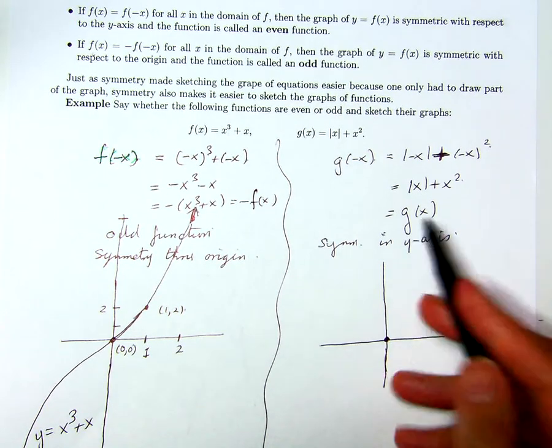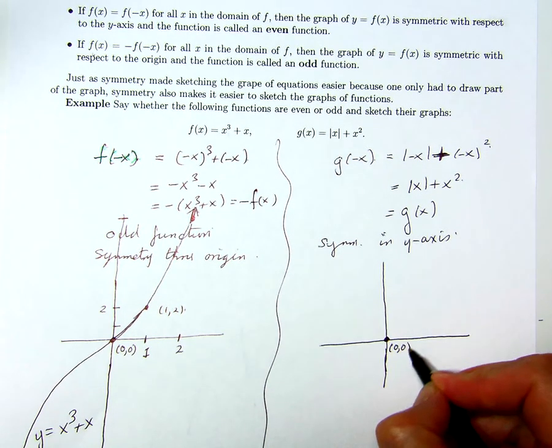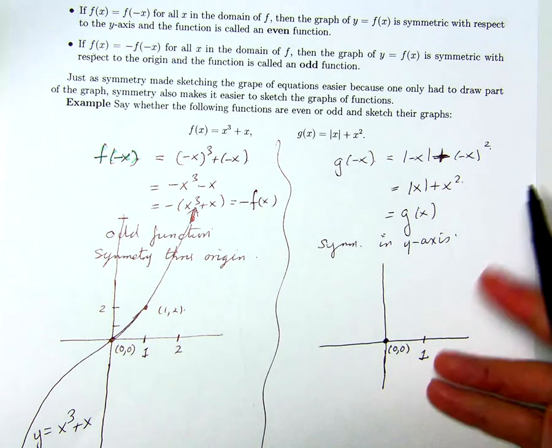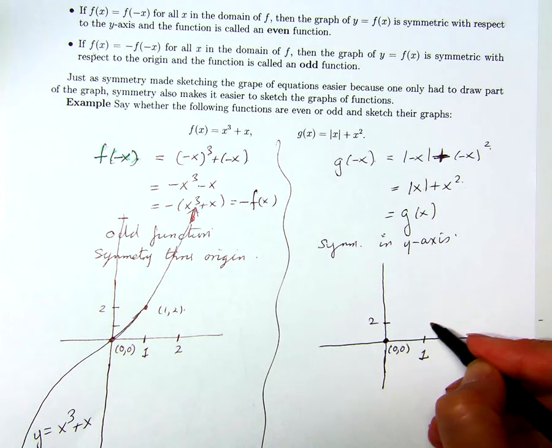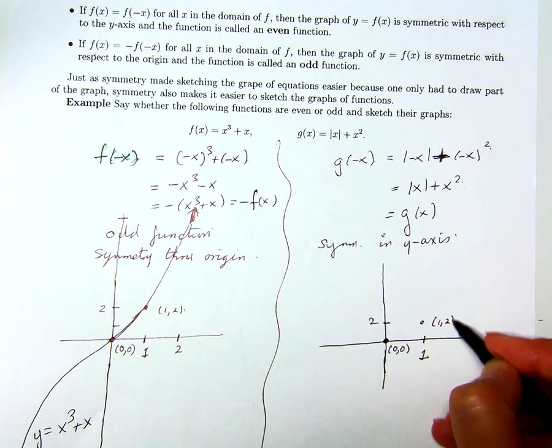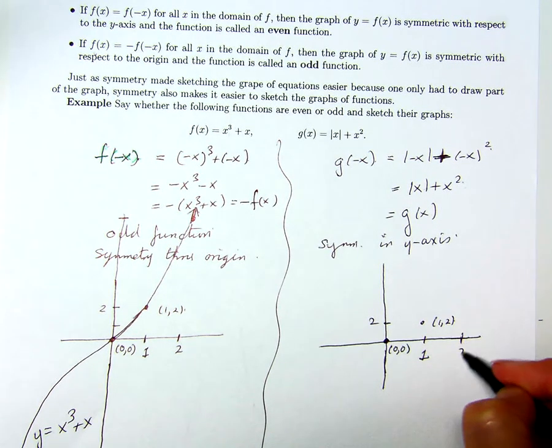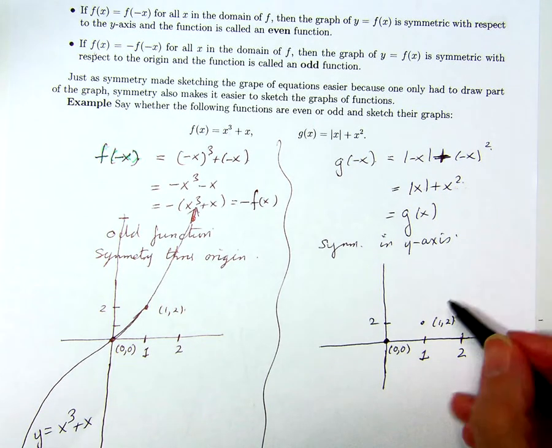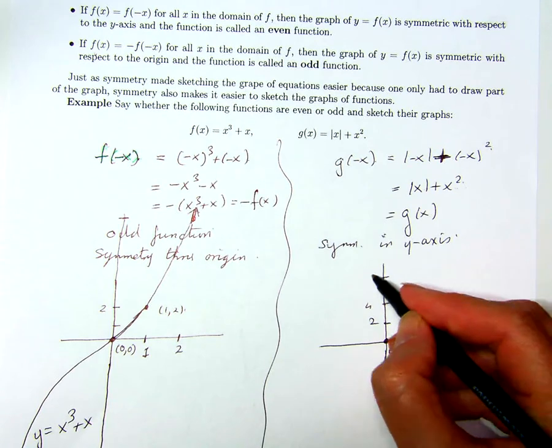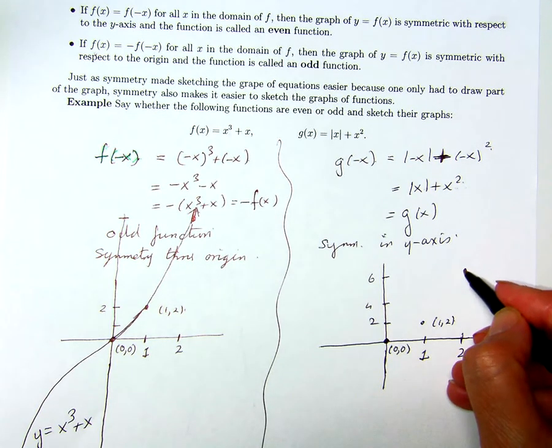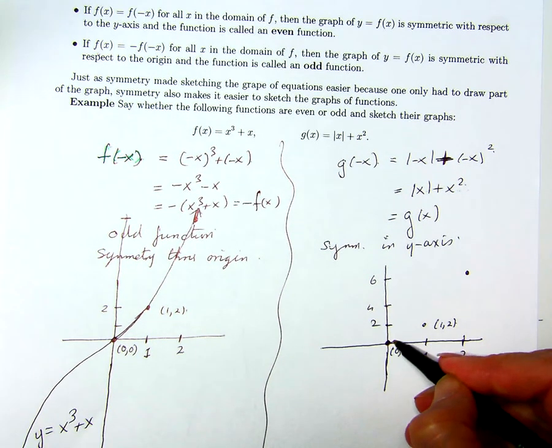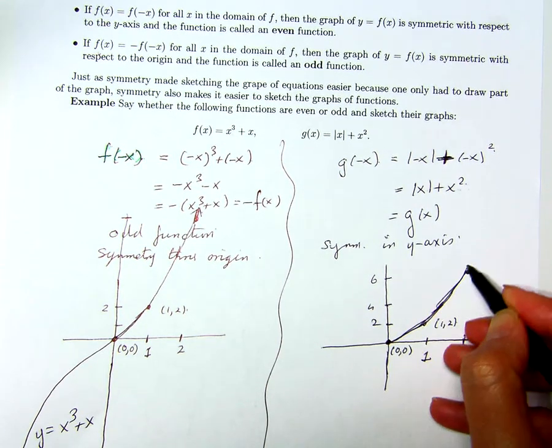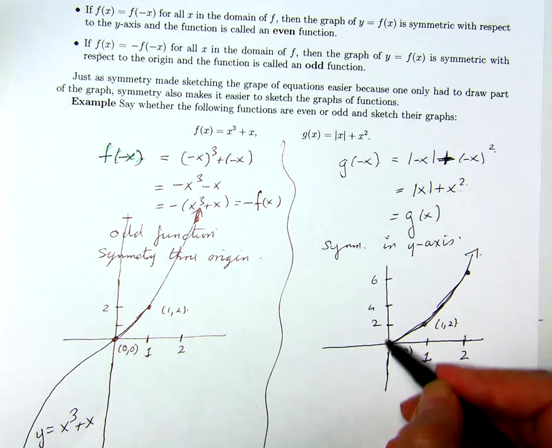So when x is 0, y is 0 here. When x is 1, y is 2 again. It's the point 1, 2. And when x is 2, we get 2 plus 4, which is 6. So again, this one looks like this. It's kind of like the parabola y equals x squared, except you're adding x to it, so it distorts it just a little bit.